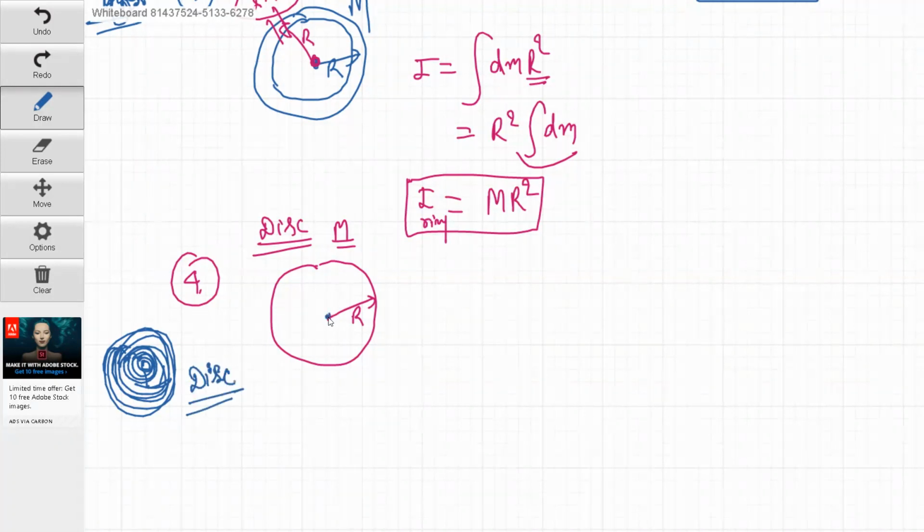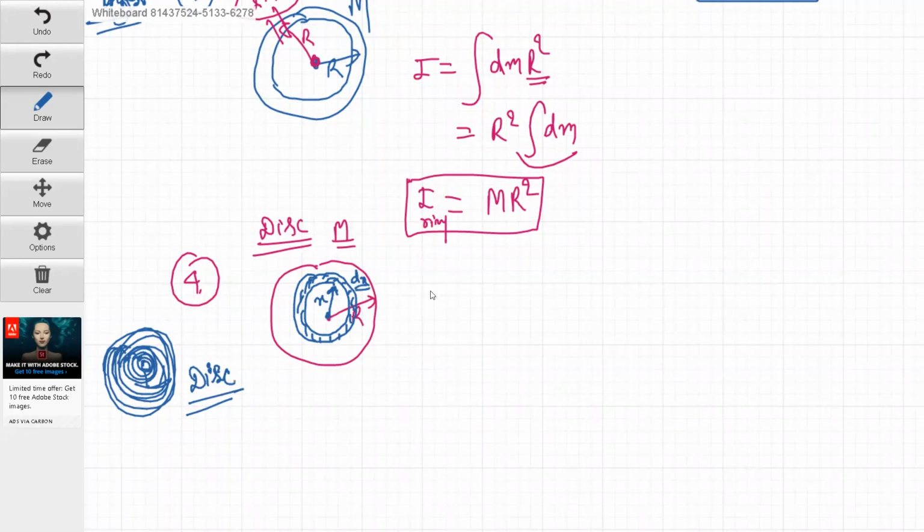So, at x distance, take a small ring. Take a small ring at x distance. Its thickness is, let's say, dx. So this is the small ring of dx thickness.